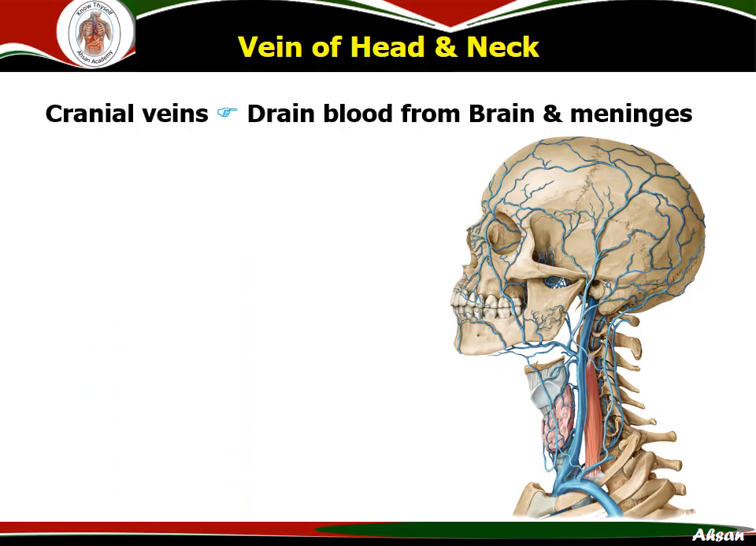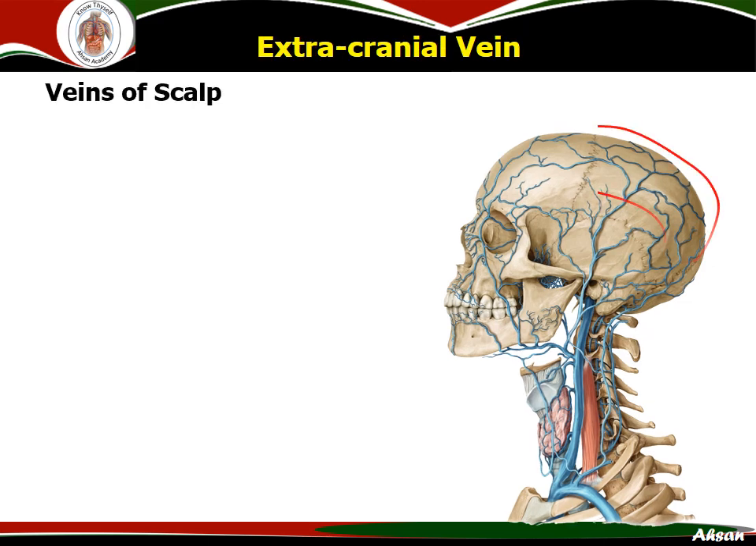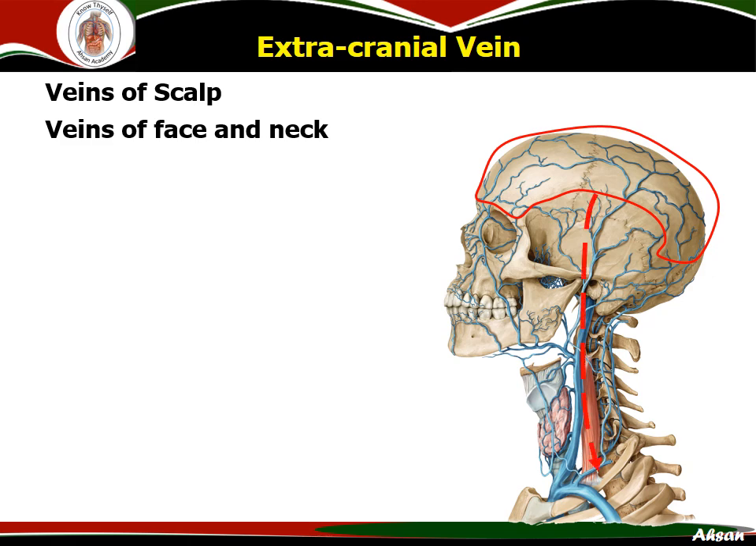Veins of the head and neck can be grouped into cranial veins, the veins that drain blood from the brain and meninges, and extracranial veins. In this presentation, I will cover the extracranial veins. Extracranial veins are grouped into veins of the scalp, marked red in the figure, and the veins of the face and neck, indicated by the arrow. The region is indicated here.